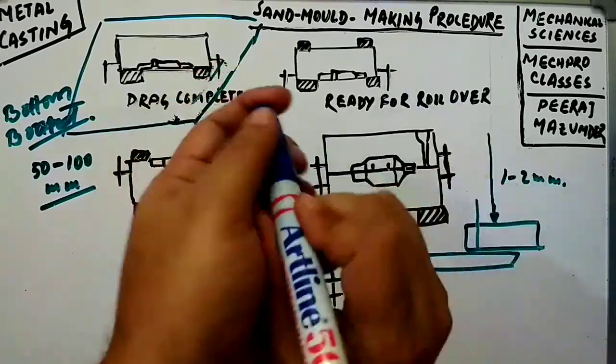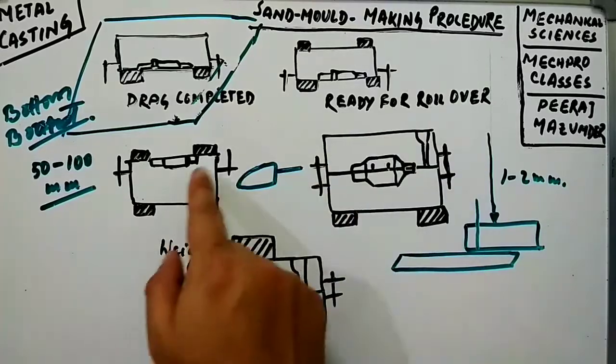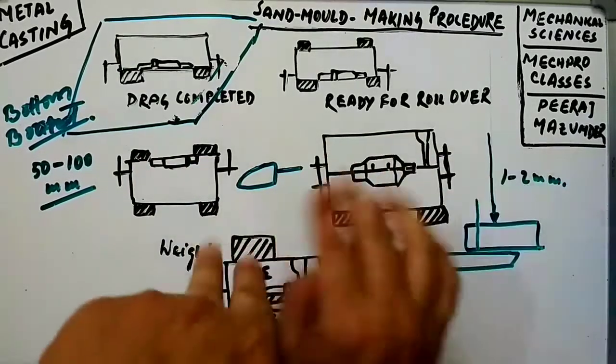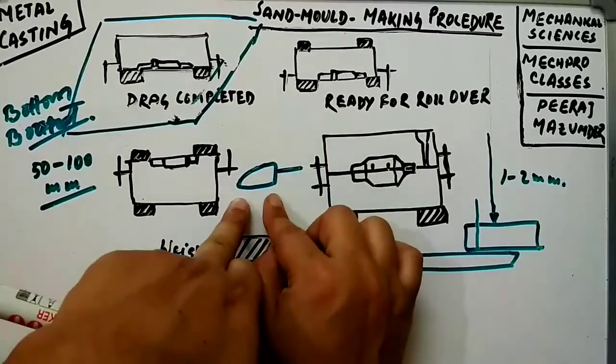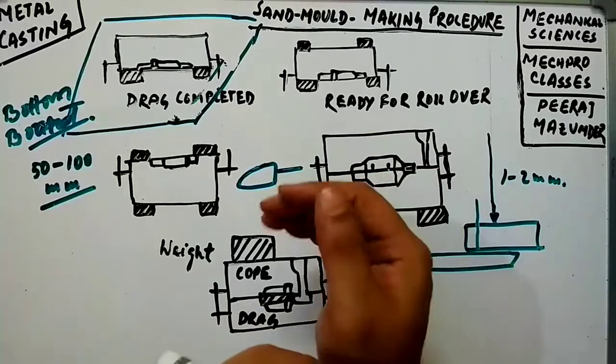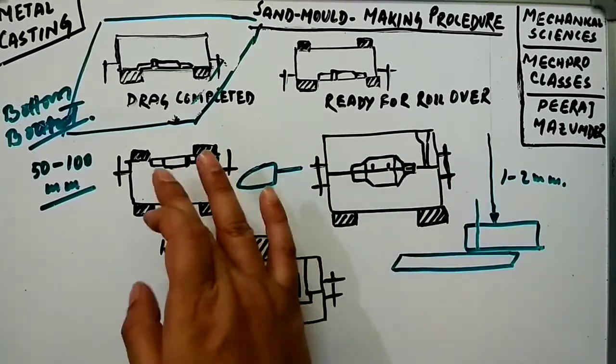Say this is a slick. Using a slick, you have to repair the edges of the sand. Just think that with the help of this slick, a casting tool, you have to repair the sides of the sand around the pattern.